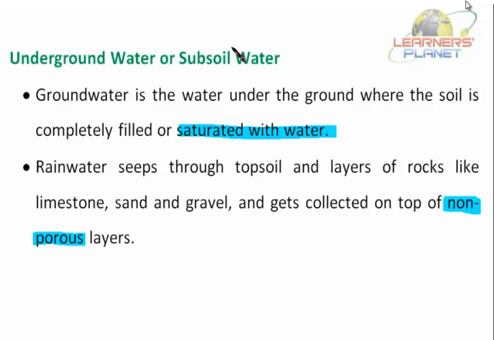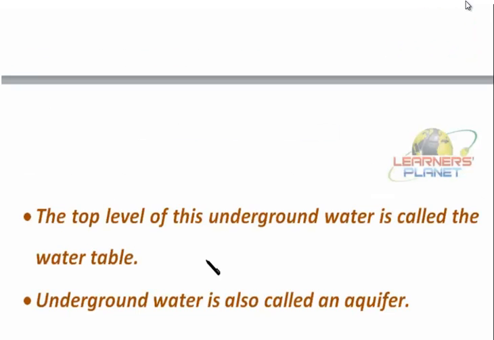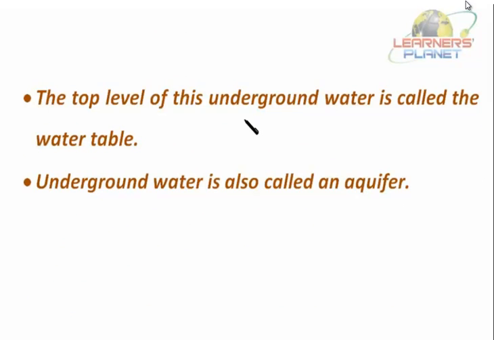Why subsoil? Because rainwater seeps through topsoil and then the layers of rocks, and that is why it is called subsoil water. So basically, the top level of this underground water is called the water table, and underground water is also called an aquifer. Now here, the place where the water table meets the land surface, water may come out of the surface in the form of natural spring and flow into the lake, stream or an ocean. And then what happens in an aquifer, which is also called underground water?